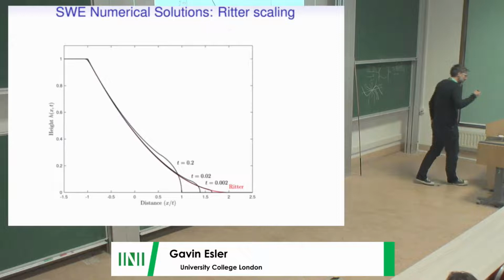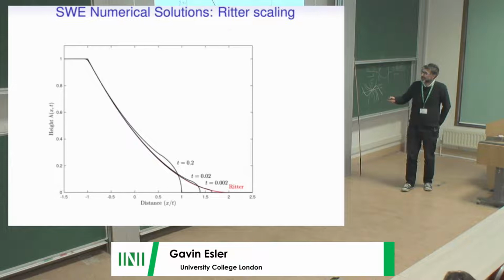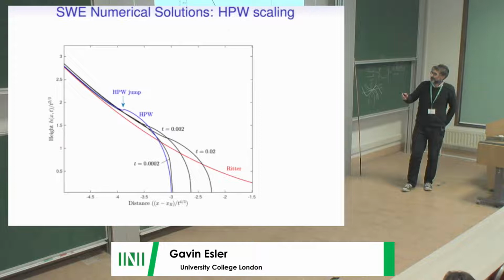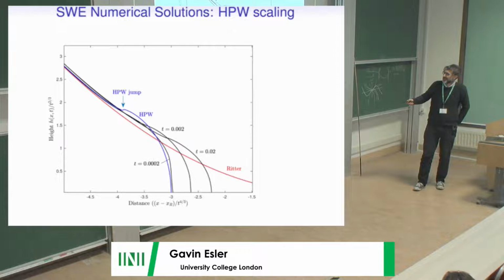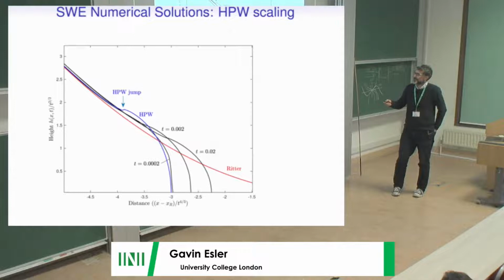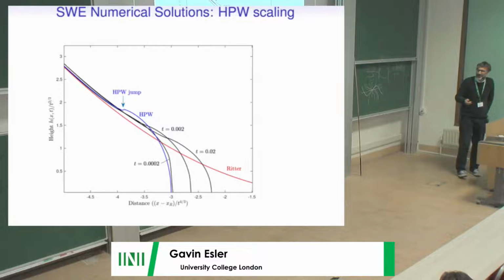More interesting then is what happens if you try to scale these solutions using the scaling of the Hogg-Pritchard-Whitham similarity theory instead. So this is plotting the same solutions now as a function of distance from the Ritter tip divided by time to the 4/3, and here is the solution of the Hogg-Pritchard-Whitham equation in blue, and the black curves show the numerical solutions plotted for different times, and included is a very early time to try to capture the hydraulic jump here. It's a source of disappointment and frustration to me that I don't think our code is being very successful at early times.